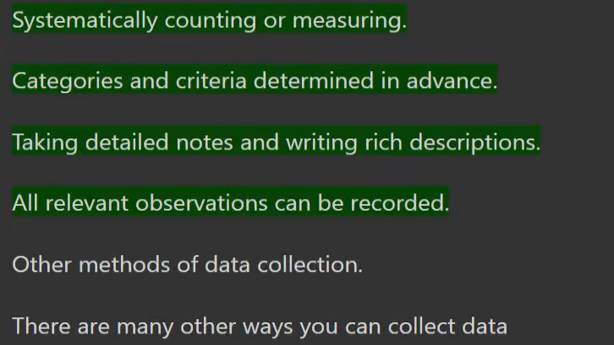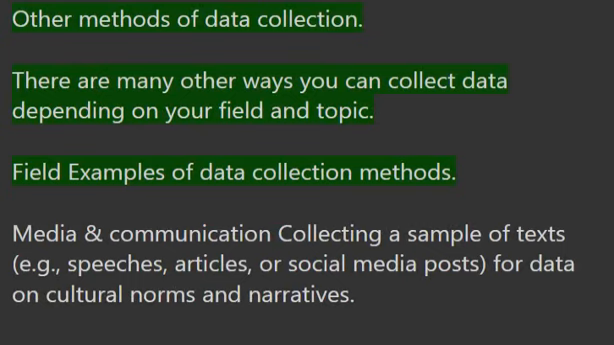Quantitative observation involves systematically counting or measuring, with categories and criteria determined in advance. Qualitative observation involves taking detailed notes and writing rich descriptions, where all relevant observations can be recorded. Other methods of data collection. There are many other ways you can collect data depending on your field and topic.